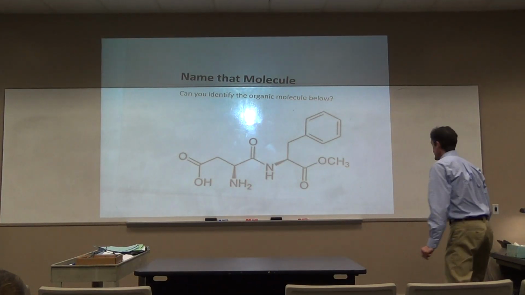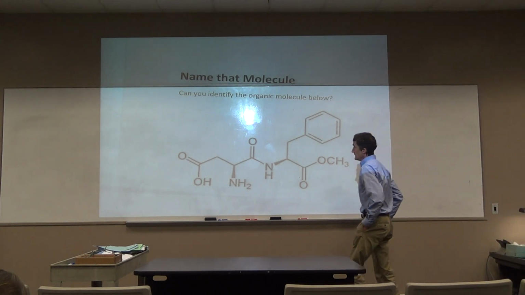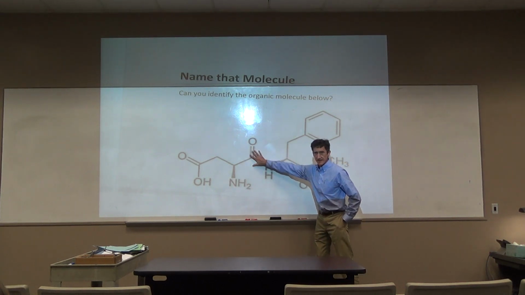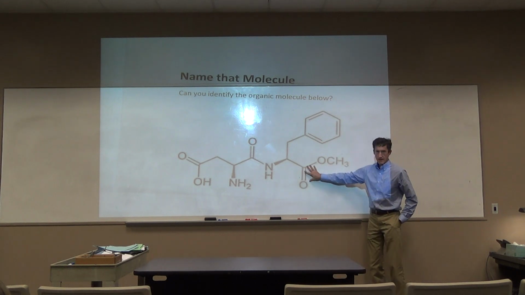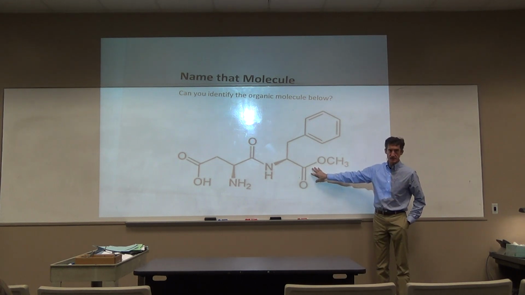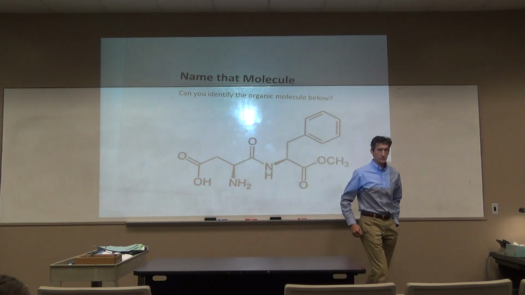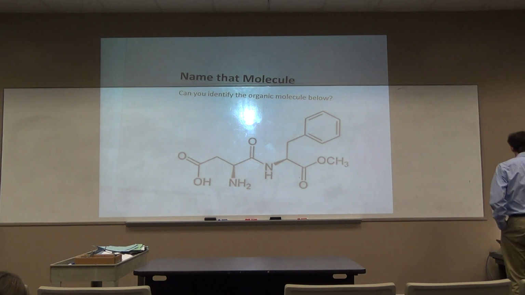What type of functional groups do you see? Carboxylic acid, amides, and esters. Carboxylic acid, amide, carboxamide, however you want to say it. Ester, what type of ester? Mouthful, ester. And amine, an amino group, and a benzene ring, and a couple other carbons, yes.